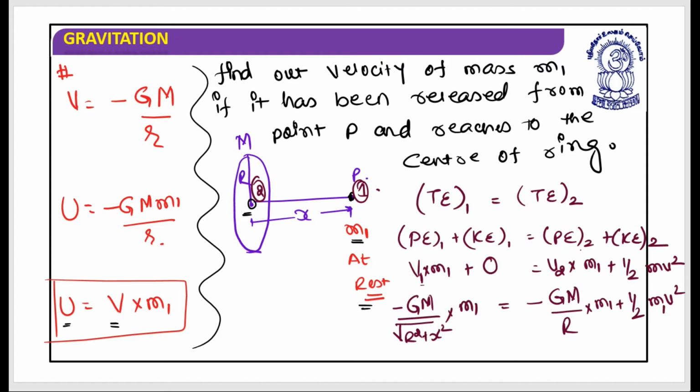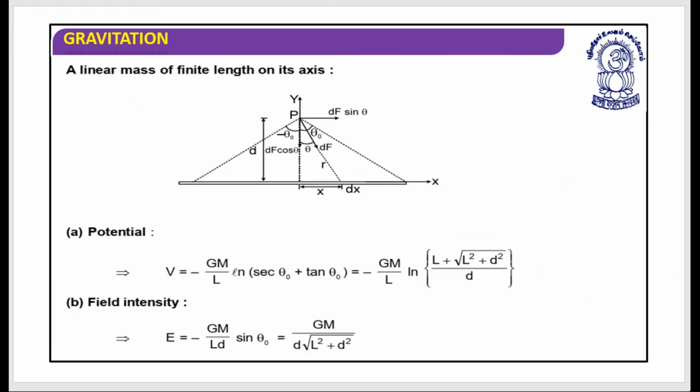Great. Now let's look at the relation for one more thing. It is a linear mass of finite length, on its axis. This is a linear mass having finite length. Let's say mass m is there, and on the axis at this point, this is the perpendicular distance, and at this point, let's suppose I want the gravitational potential and gravitational field intensity.